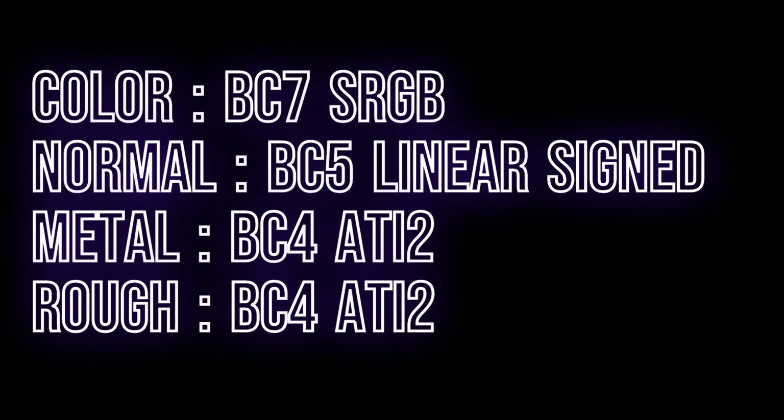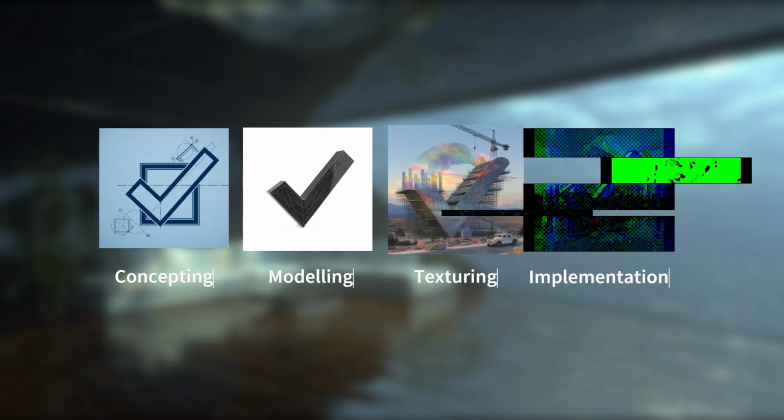So you need for color, BC7 sRGB. Normal, BC5 linear signed. Metal, BC4 ATI2. Rough, BC4 ATI2. Textures are alright. Let's get this into the game already.